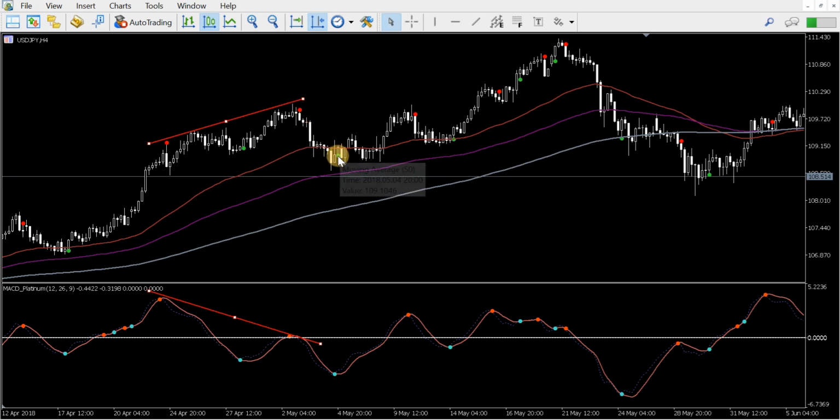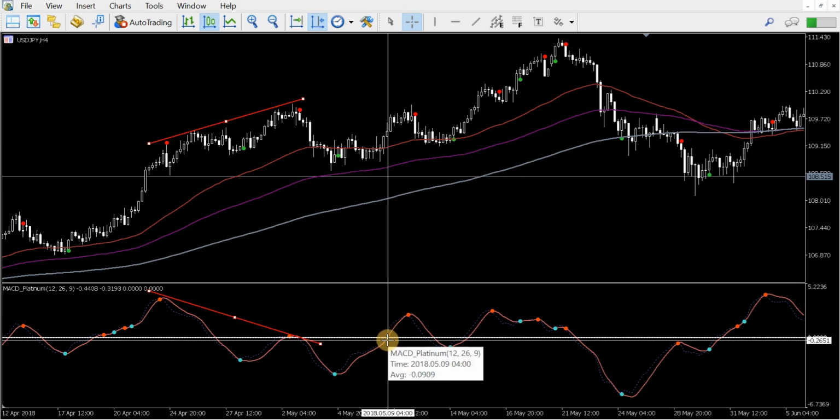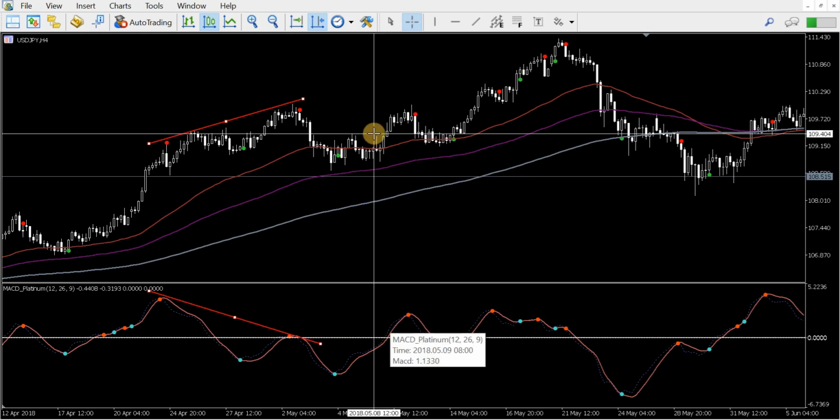As soon as you get back to this one here, take that. It's a buy. Put your stop below here or down here somewhere. Prices come back into them A's. You're in an uptrend. Take the buy. Goes up, doesn't go up far. You get your MACD platinum breaking through the zero level up here somewhere.